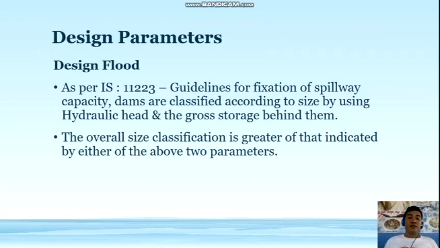Design parameters. Under design parameters is the design flood. As per IS 11223, guidelines for fixation of spillway capacity, dams are classified according to size by using hydraulic head and the gross storage behind them. The overall size classification is the greater of that indicated by either of the above two parameters.